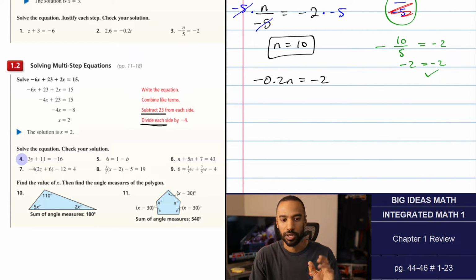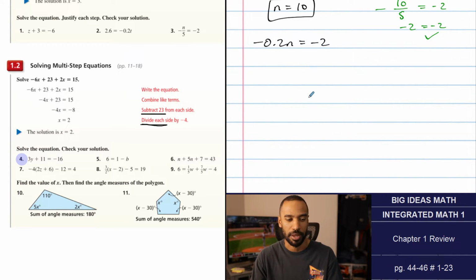So we're going to do the same thing. We're going to do it 6 times, and then they have numbers 10 and 11, where it's probably more of the same, solving multi-step equations, but in more of a geometric sense. So let's start with problem number 4.